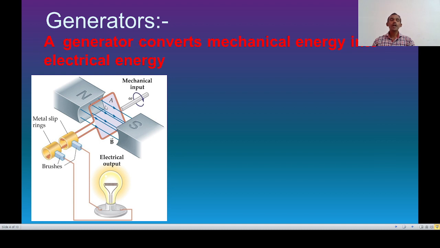Here it is the armature winding. The armature winding is placed in a strong horseshoe shaped magnet, and this armature winding will be turned by an external agency. Now this armature winding is connected to metal slip rings. These metal slip rings are attached with the help of brushes to the external load.